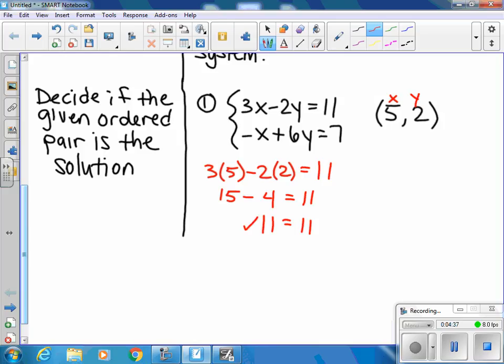Now, that doesn't mean it works for everything. You have to test them both out. If the first one you get is a yes, you have to check the second one. If the first one you get is a no, you don't have to check the next one because it's automatically not going to work. So now we have to go to the second equation and plug our numbers in.